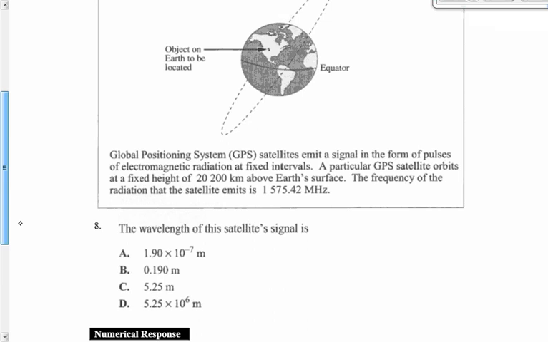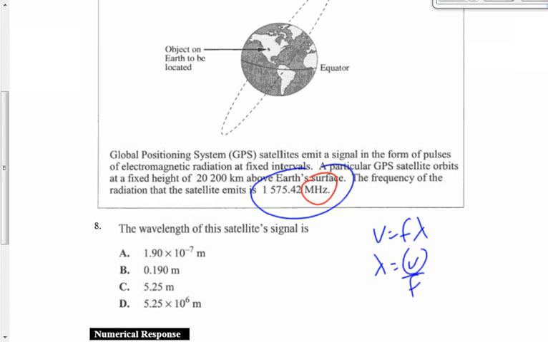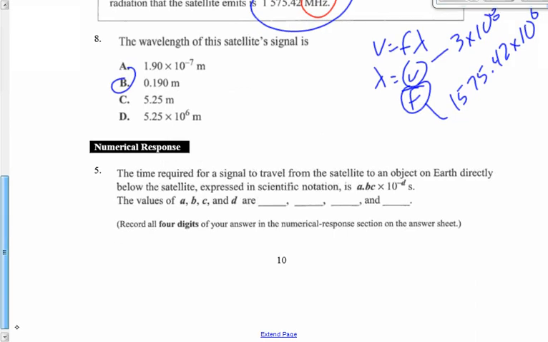Number 8, we want to know the wavelength of this satellite here. We got a frequency in megahertz, the wavelength is just v is equal to f times lambda. Lambda is equal to v over f. V is 3 times 10 to the 8, and the frequency is 1575.42 times 10 to the 6. Do the math there. Worked out to be B, I believe. Yep, 0.190 meters.